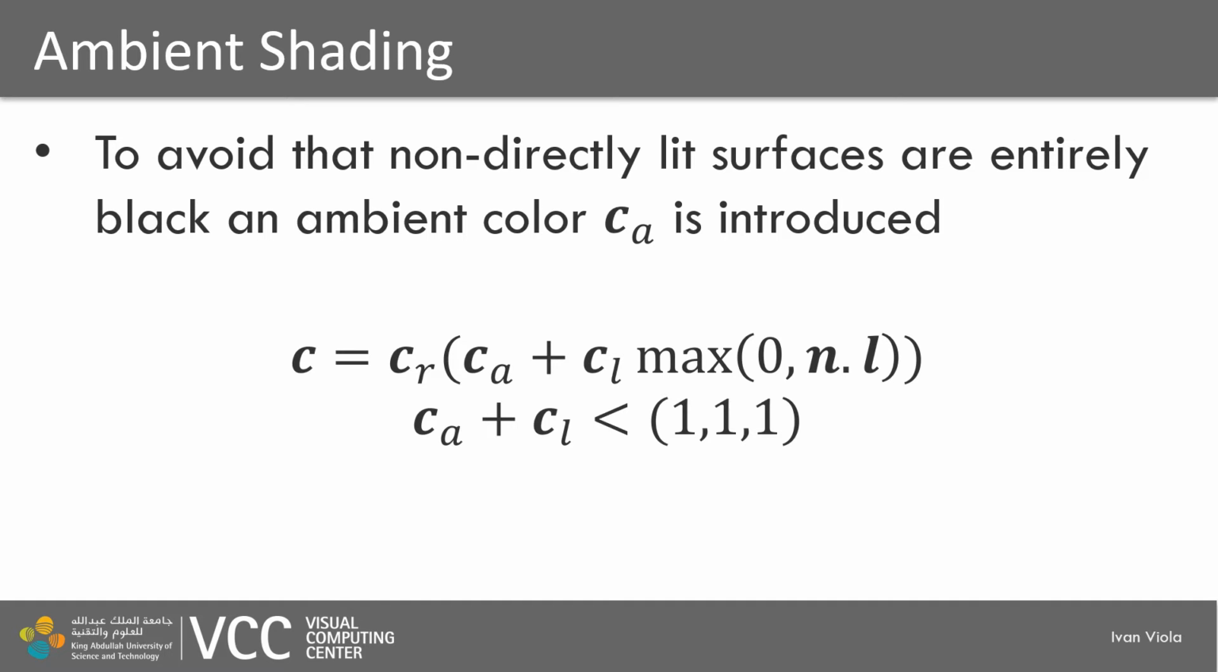If we are dealing with diffuse shading, it might happen that parts of our scene which are not directly facing the light will be completely dark. And this is perhaps not desired, and we know from photorealism that even under indirect illumination, objects are not entirely pitch black. They would be illuminated indirectly.